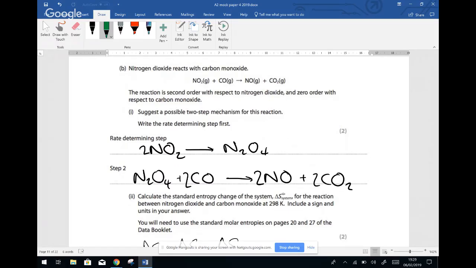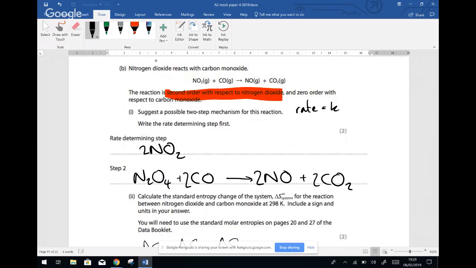Right, this was tricky. So I almost need to go back to basics on how I went about this, because what that question tells me is the reaction is second order with respect to nitrogen dioxide, which means if I was going to write a rate equation, rate equals K, I'd have that to the power of 2. And 0 order with respect to carbon monoxide, which means it would just be that as my rate equation. Now, the way you always know a rate determining step is because you find the reactants in the same ratio as is found in the rate equation, which is the power of 2.